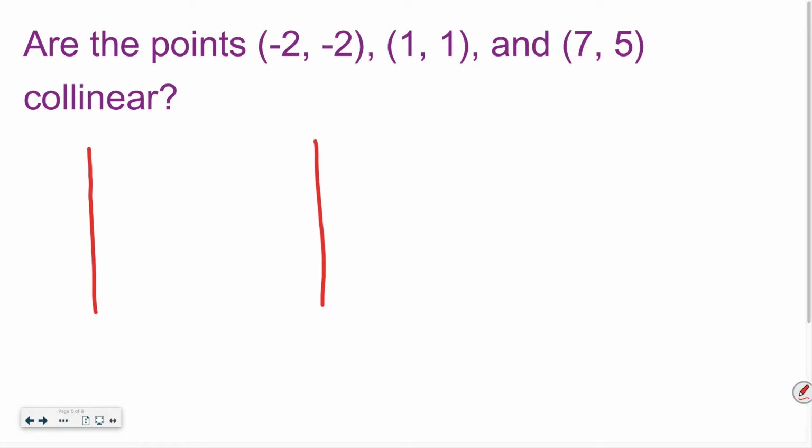If I asked you on the matrix test on Wednesday, are these points collinear? I would expect to see you put them in a matrix with that column of ones, similar to how you would set up the area of a triangle, and find the determinant.